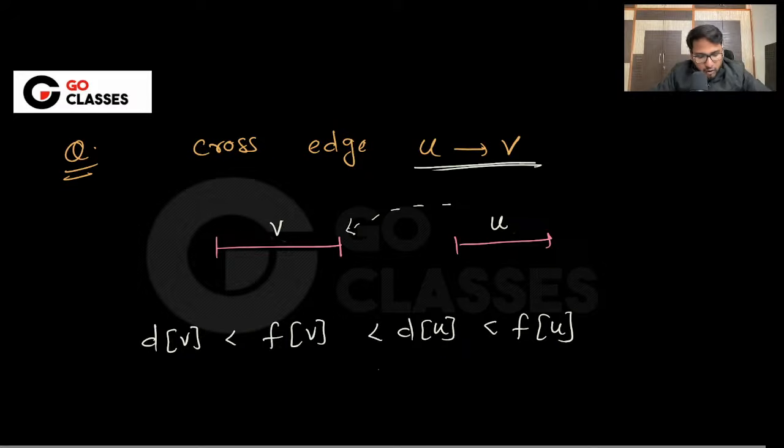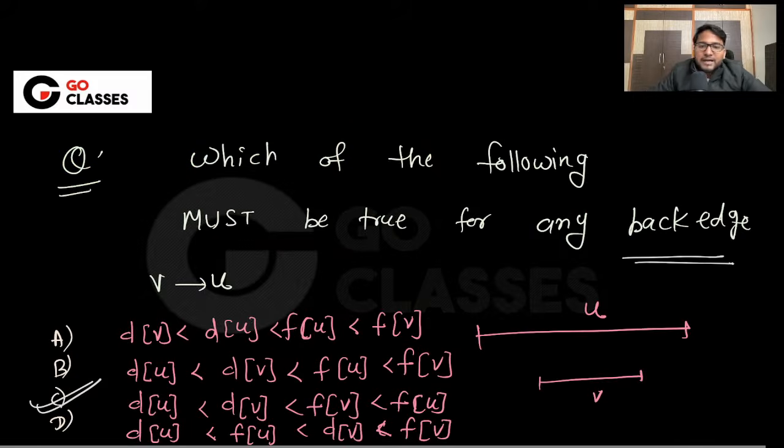Then in the previous question, the option will be C, because the edge is from V to U. Let me just check. Your edge is from V to U. That is a back edge. There is an edge from V to U, so you must be starting U first. The option is C only. I agree. Okay.